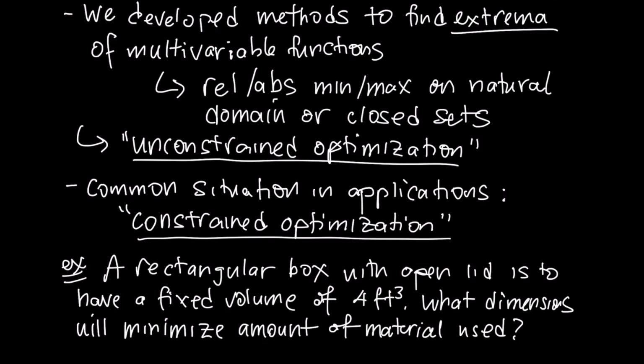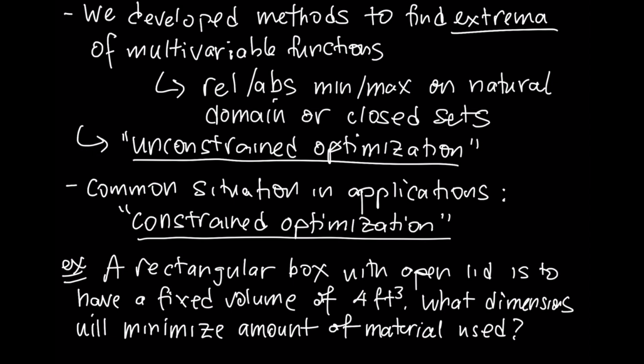In previous videos, we developed methods to find extrema of multivariable functions. This is what's called unconstrained optimization. We are just interested in what the function is doing naturally. A common situation in application problems is something called constrained optimization. To try to illustrate this to you, we'll just go through a simple example here.